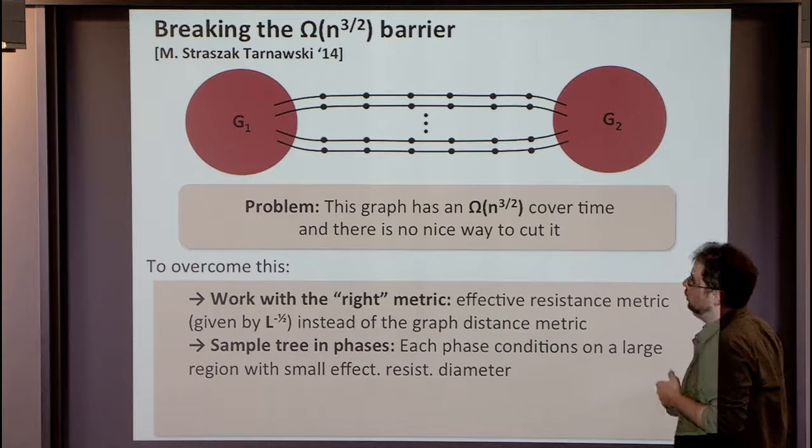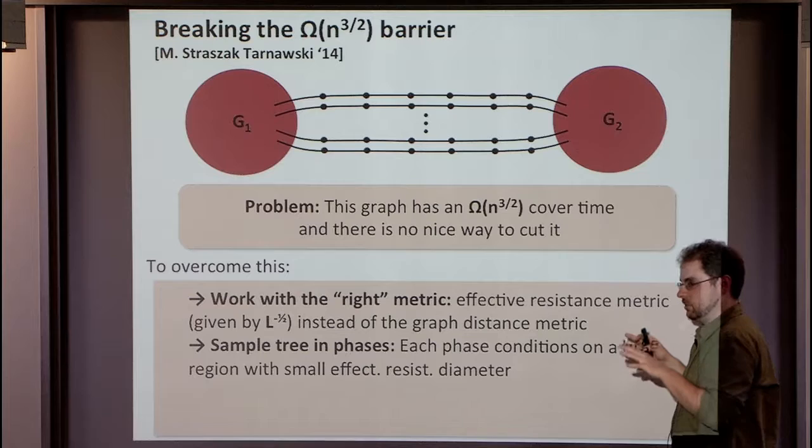And then, once you are able to identify big regions of small effective resistance radius, what you do is you just sample your tree, you sample your tree in phases.